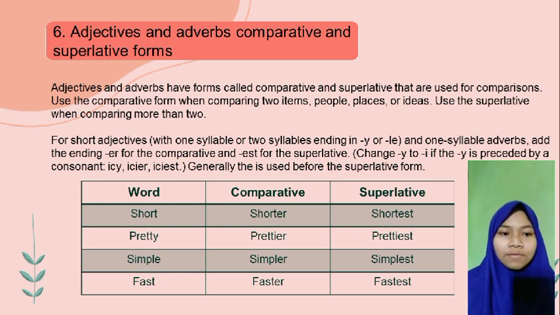For short adjectives with one syllable or two syllables ending in y or ly, and one-syllable adverbs, add ending er for the comparative and est for the superlative. Change y to i if the y is preceded by a consonant: icy, icier, iciest. Generally, the is used before the superlative form. For example, the word short: comparative shorter, superlative shortest. Pretty: comparative prettier, superlative prettiest, and so on.